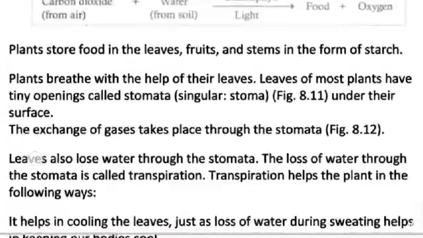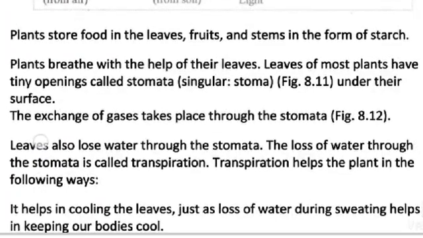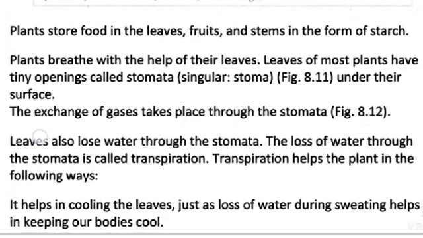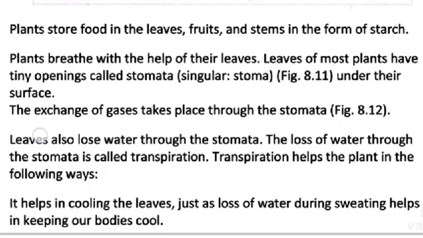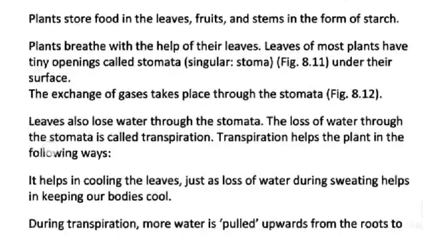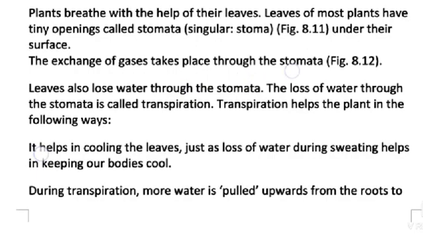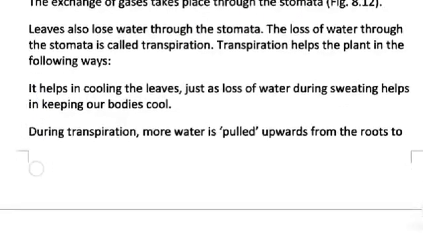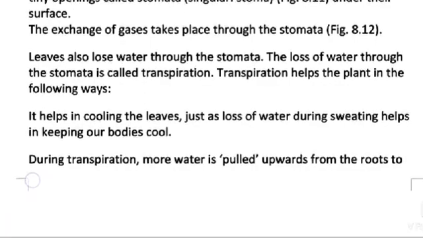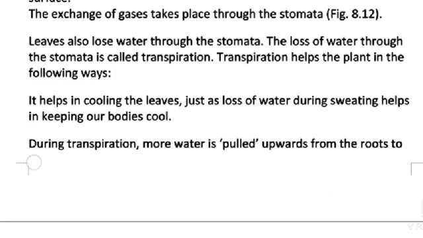Plants store food in the leaves, fruits and stem in the form of starch. Plants breathe with the help of their leaves. The leaves of most plants have tiny openings called stomata, singular stoma, under their surface. The exchange of gases takes place through the stomata. Leaves also lose water through the stomata. The loss of water through the stomata is called transpiration.